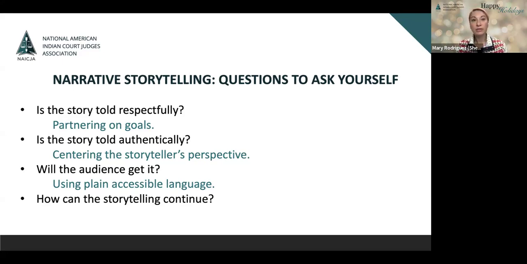Using plain, accessible language, making sure your audience is going to understand your story. Sometimes we get trapped in legalese, and we tend to elaborate and enhance our storytelling in a way that maybe isn't the most authentic to the audience that we're trying to present it to.